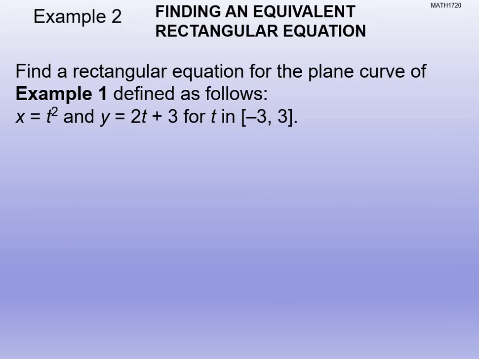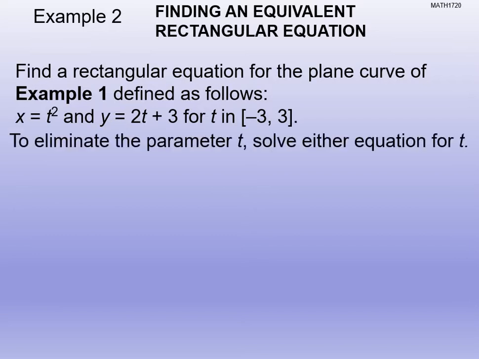Okay, so let's do another one here. We want to find a rectangular equation for the plane curve. We have x equals t squared, y equals 2t plus 3, and t is -3 to 3. This is the same example as example 1. We're going to do something different though. We're going to find the equation for this function now. All we did before was graph the function in example 1. Now we're going to actually find the rectangular equation for this curve.